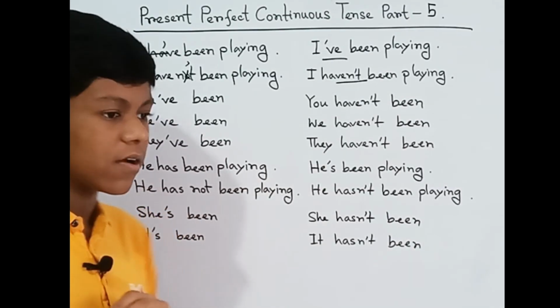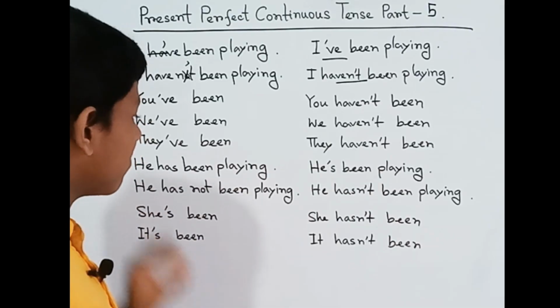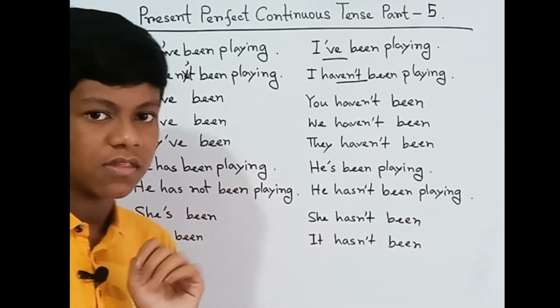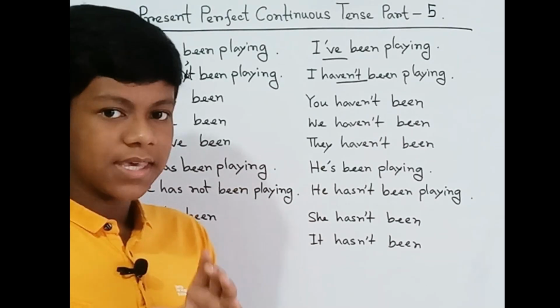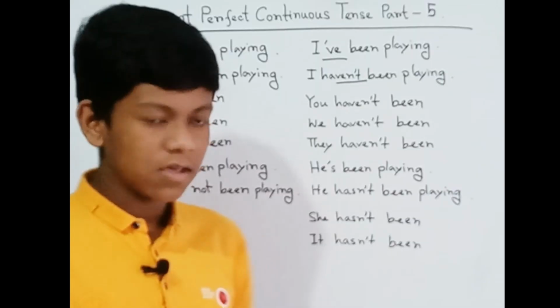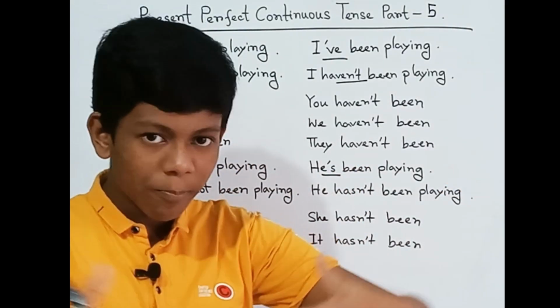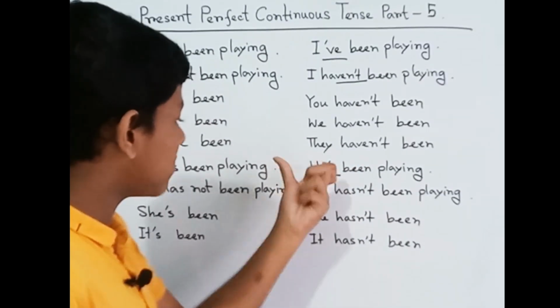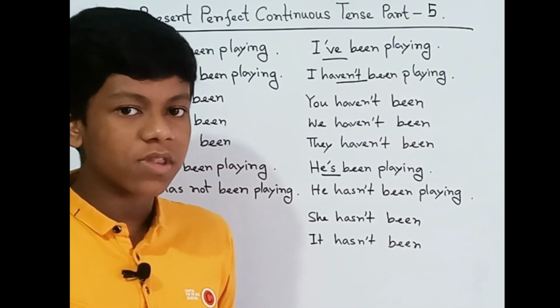We have already learned the use of has, and now we will learn the contraction of has. So let's check. He has been playing. He's been playing. So the pronunciation of the word is he's. We have just combined them. Then it becomes he's. How can you pronounce that?